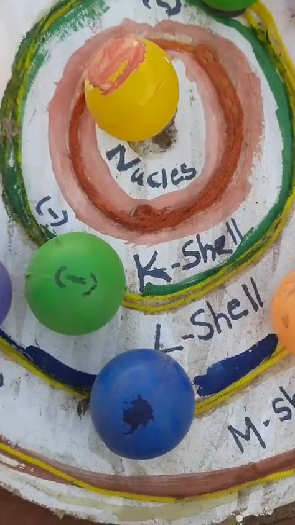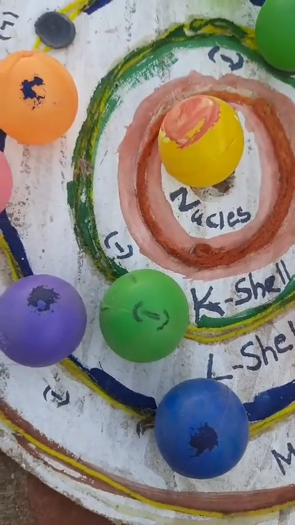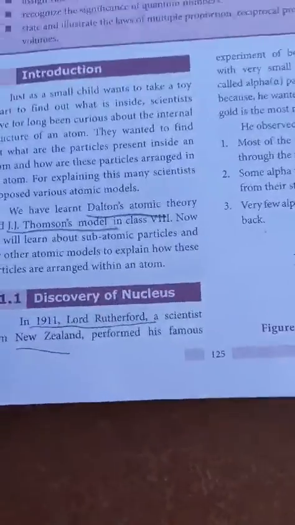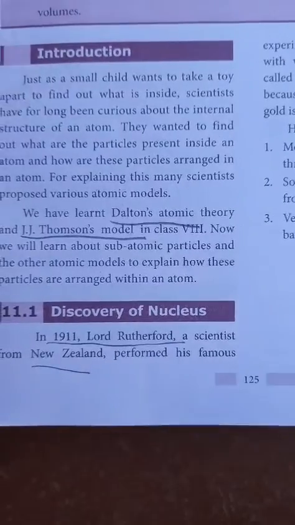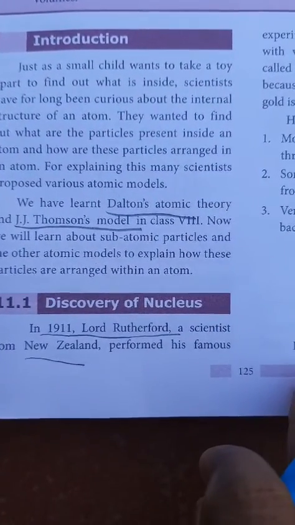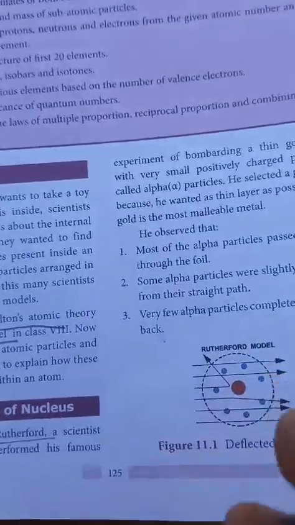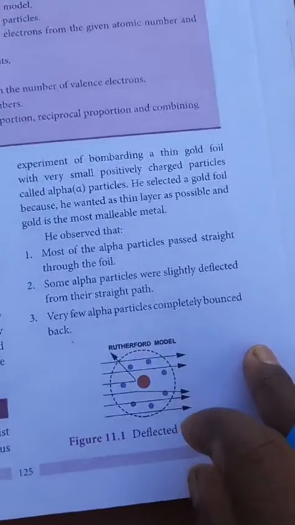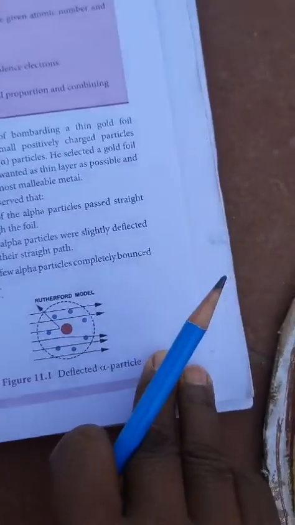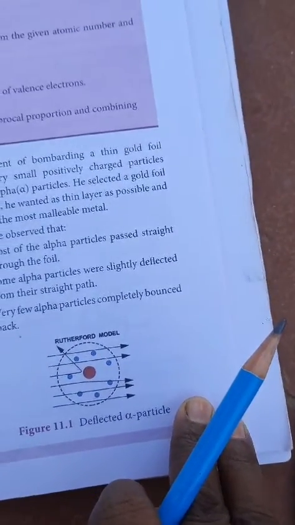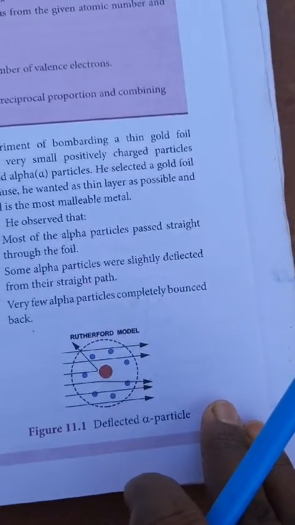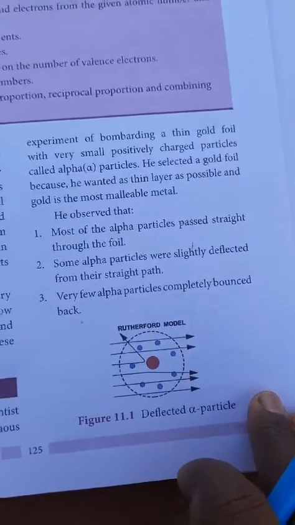Okay, first of all, the discovery of the nucleus. In 1911, Lord Rutherford, a scientist from New Zealand, performed his famous experiment. What did it propose? The discovery of the nucleus, from the deflection of alpha particles. Okay, alpha particles were deflected.